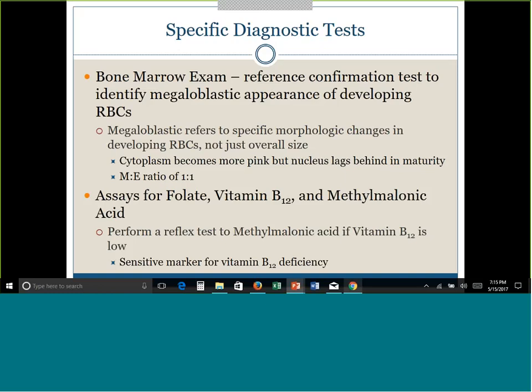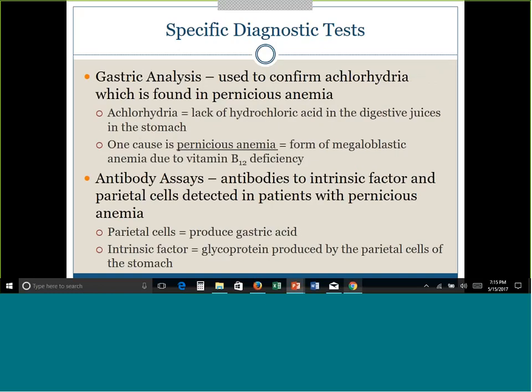You could do a methylmalonic acid test. This is often performed if the vitamin B12 is low. It just kind of reflexes and just kind of verifies it. We don't need to go in depth into what it is. We're here more just to measure the folate and vitamin B12. There are other things that you could do, gastric analysis, antibody assays, things like that.